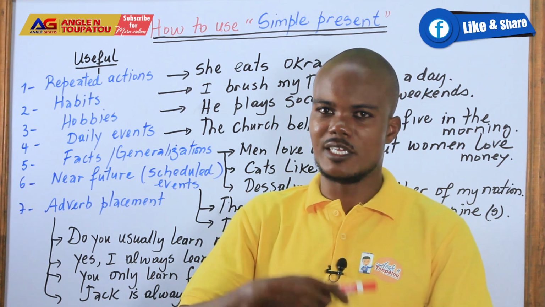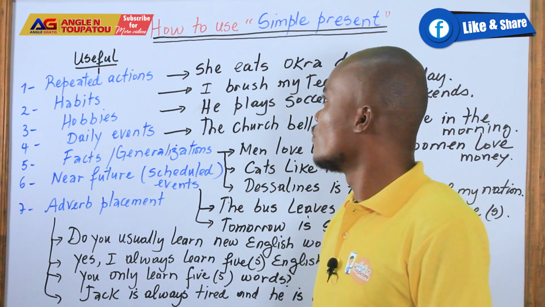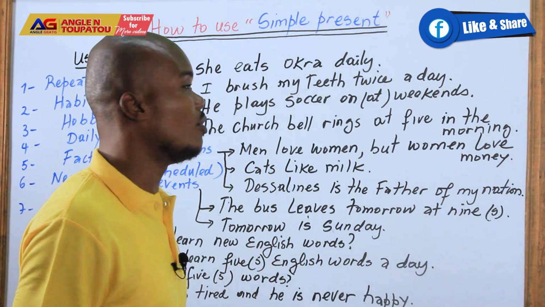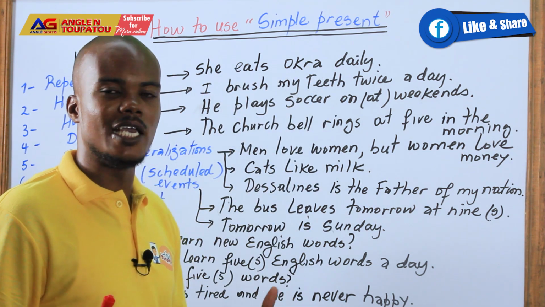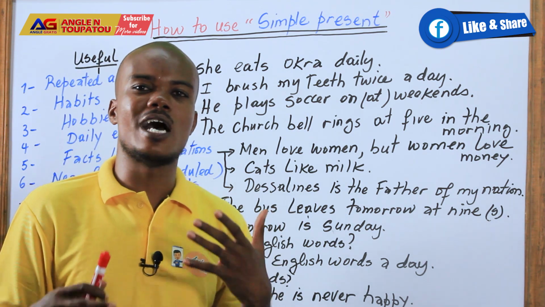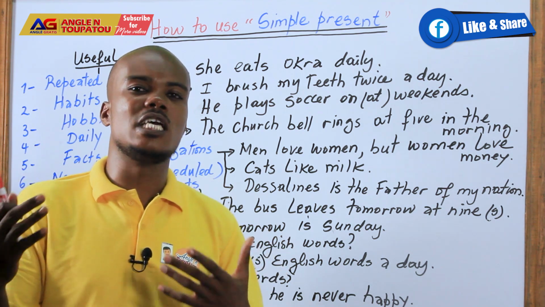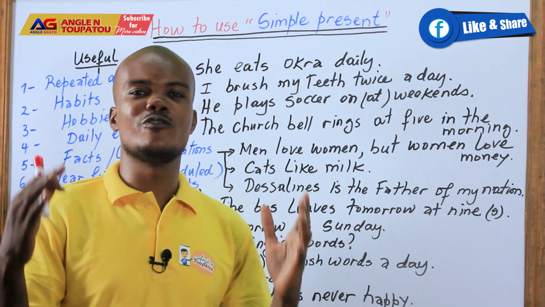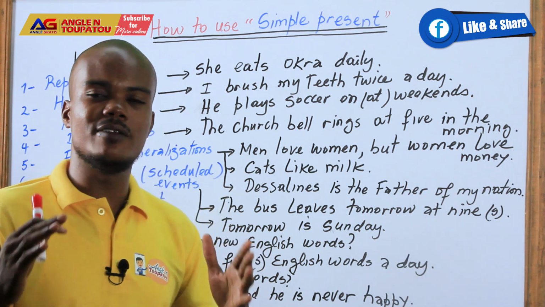This is something you do every day. For example, she eats okwa daily. When I say she eats okwa daily, daily means every day. This is the reason why in the prayer Our Father, they say give us our daily bread. That means give us the bread for every day.